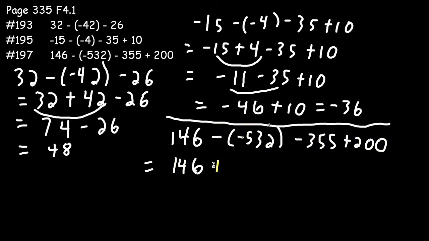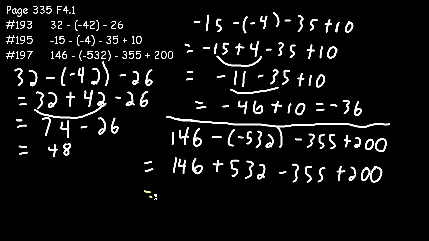Now we just want to add left to right. So we combine the first two numbers. They're both positive. With $146, you can think I earned $146. Then I earned another $532. How much money do I have? Well, you'd have $678. Then I just copy down the rest of the problem.